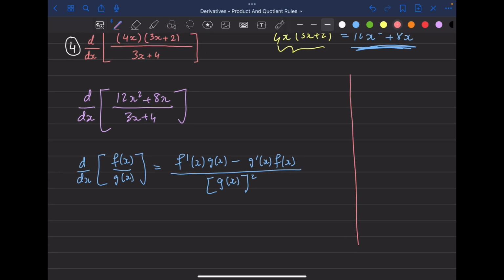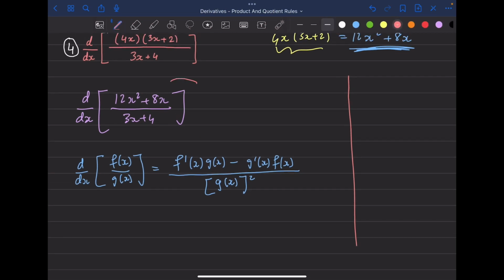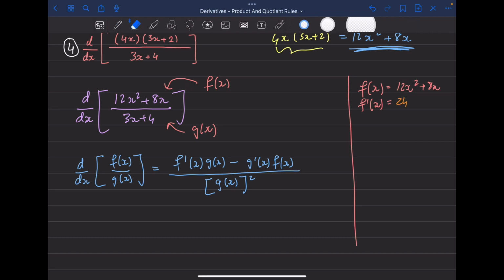I'm going to draw this line again. So we need f prime of x, and we need f of x. We have f of x. F of x is the numerator over here. This is f of x. This is g of x. But yeah, so f of x is equal to 12x squared plus 8x. And then f prime of x, we also can get that pretty easily. This is 2 times 12, which is 24. The exponent on the x decreases by 1, so you have x to the power of 1, or just x. So plus, and then 8x becomes an 8, because that is the derivative of 8x.